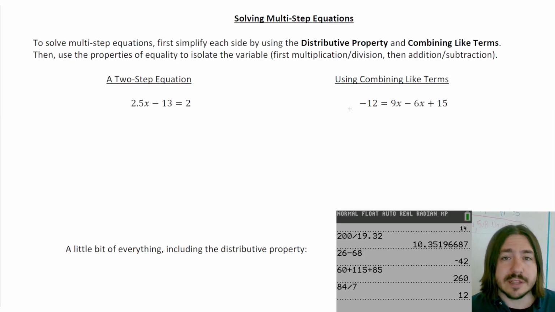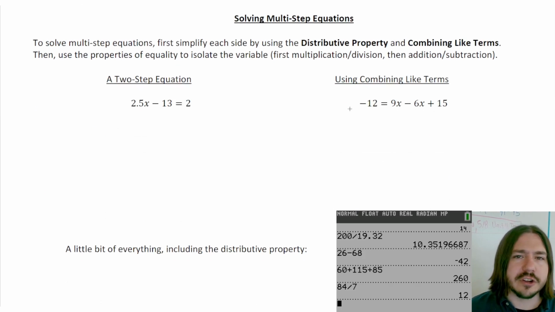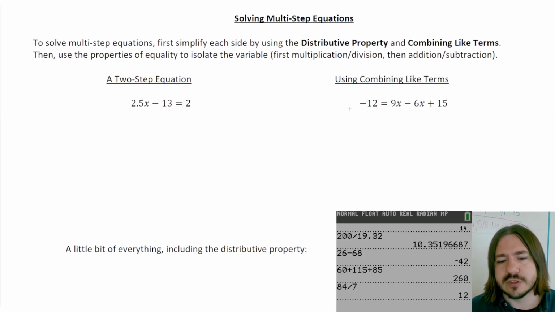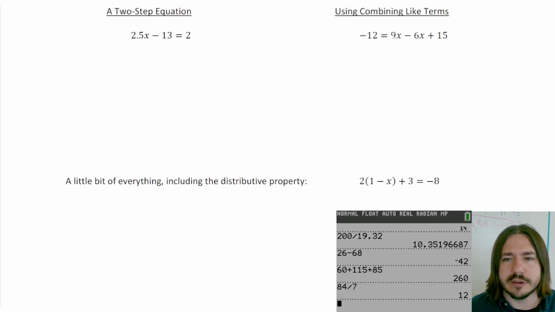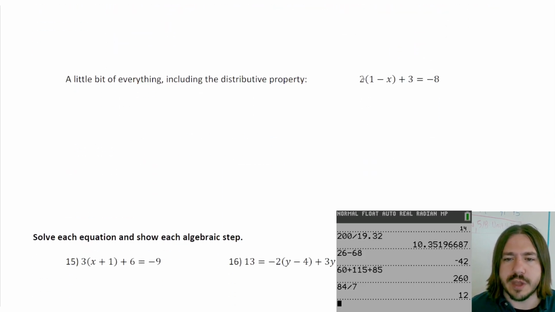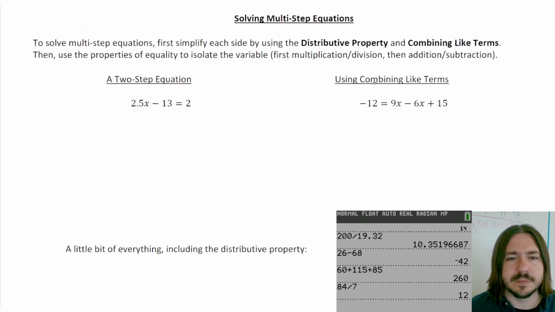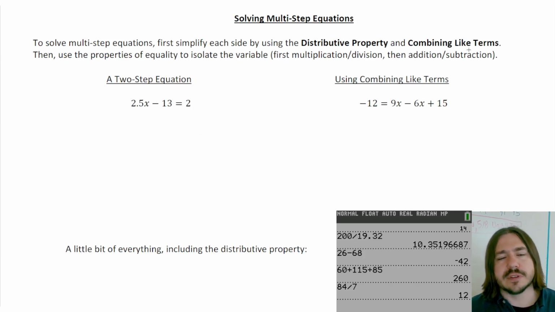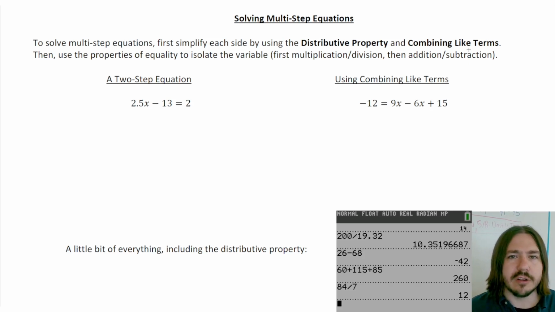So to solve these multi-step equations, the first thing you're going to do, if it applies to your equation, is use the distributive property, which is, if we look a little further down, when you have a number multiplied by an expression in parentheses. So that's what I mean by the distributive property. I'll define that in just a second. Combining like terms. What that means is you're going to add or combine all of the terms that have an x, and then you'll also combine all the terms that don't, all the constants.